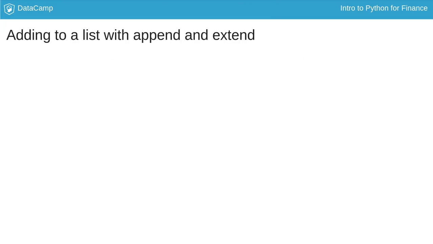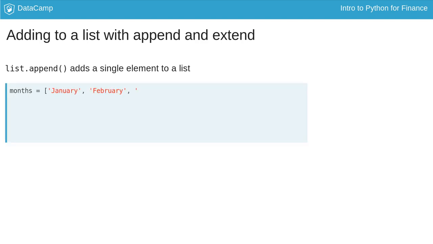You can add elements to a list using the append method. The append method adds a single element toward the end of a list. For example, let's append the string April to a list of months. To do this, you'll provide the string April to the list method append. Using append will always increase the length of a list by 1.